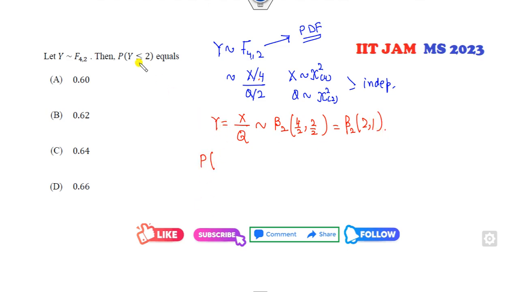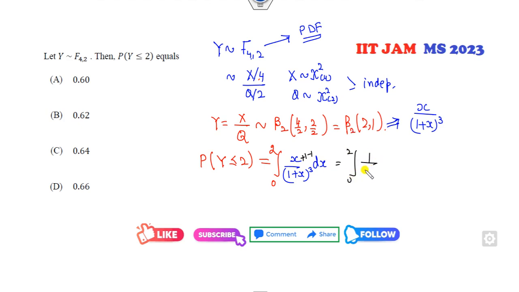So your target is to first find the probability that y is less than 2. So that means it's from 0 to 2. What is the PDF of the beta 2 distribution? That is x over (1 plus x) cubed. So I can write here x over this value. Fine. So how can I integrate them? I can add plus 1 and minus 1. So this value becomes (1 plus x) whole square minus (1 plus x) cubed.